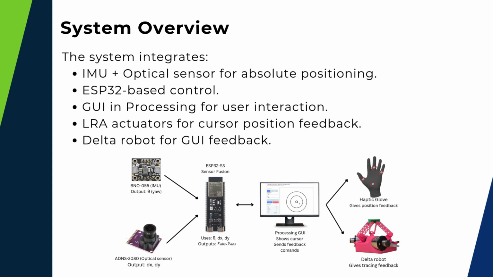So to provide haptic feedback, the system offers two different channels. First, we have a delta robot that creates physical forces to guide the users on the GUI. And second, we have a haptic glove. This haptic glove has LRA actuators placed on the hand to provide cursor position feedback.